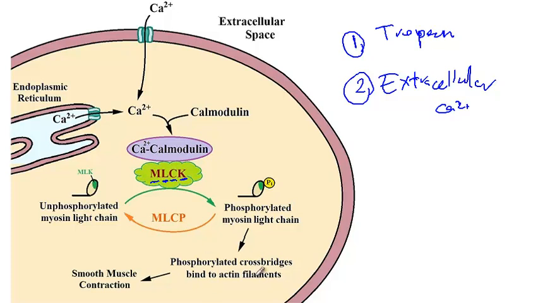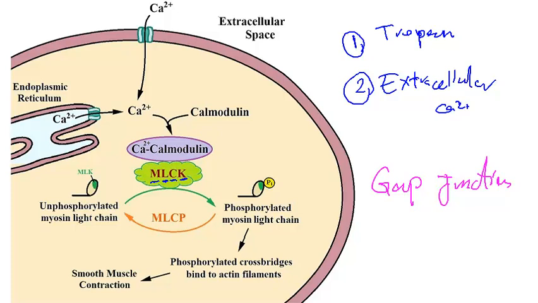All right. Since there is no troponin, we don't have to wait for the tropomyosin to change conformation. Once the myosin light chain is activated, it's now able to cross bridge and bind to the actin filament, following which there would be smooth muscle contraction. And then, as we discussed earlier, similar to cardiac muscles, smooth muscles also have gap junctions to allow coordinated and uniform contraction of the smooth muscles.